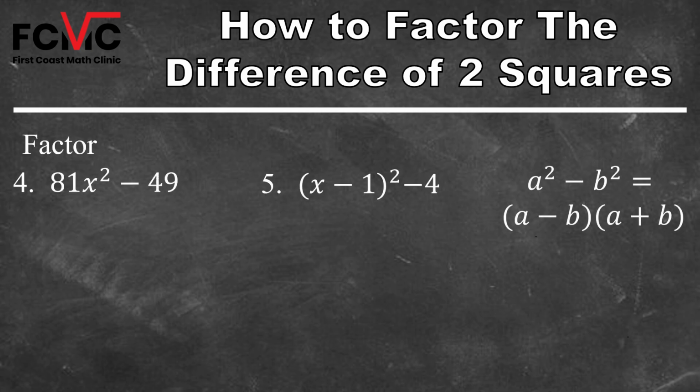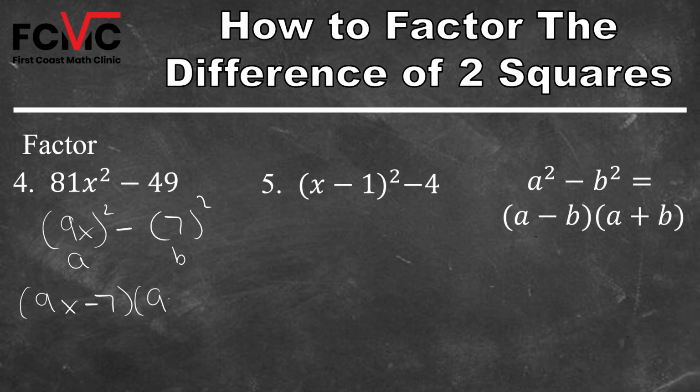Example 4, I've got 81x squared minus 49. 81x to the second is a perfect square. So what am I squaring to get 81x squared? I'm squaring 9x. What am I squaring to get 49? I'm squaring 7. So that's my a, that's my b. So I can write this as 9x minus 7 times 9x plus 7.